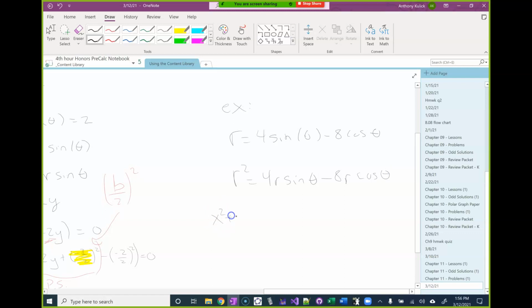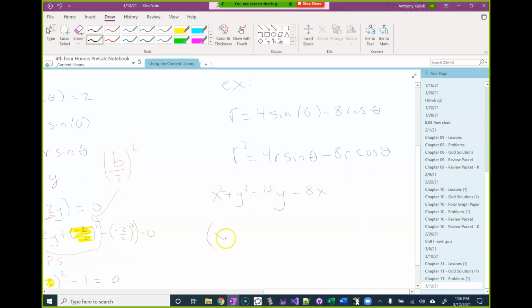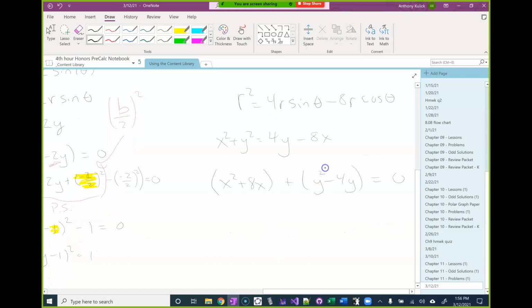And then the r squared becomes x squared plus y squared. The r sine theta becomes y, and the r cosine theta becomes x. Good with that? Then I'm going to move it all onto one side, and I'm going to have two separate completing the square problems to deal with. So when I complete the square for the x's, I'm going to be adding and then subtracting 8 over 2 squared.